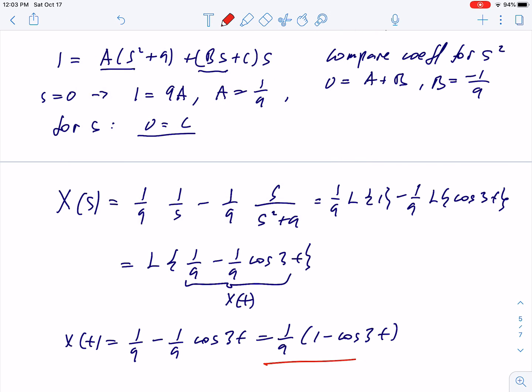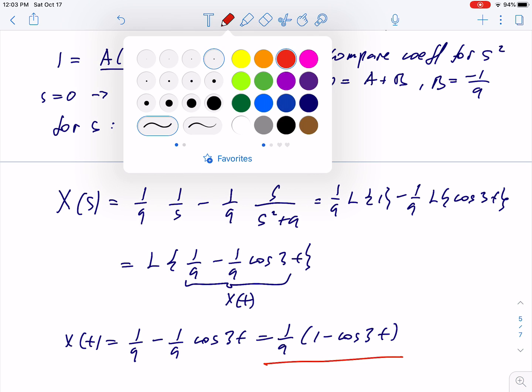Now, you understand that reviewing partial fractions from calculus is really very important.